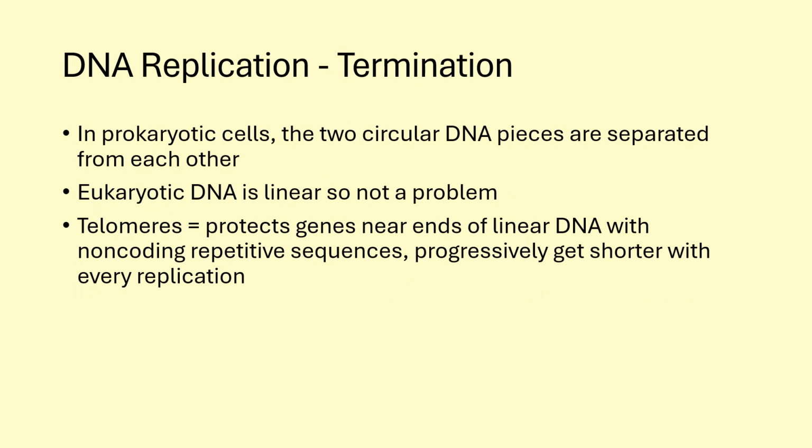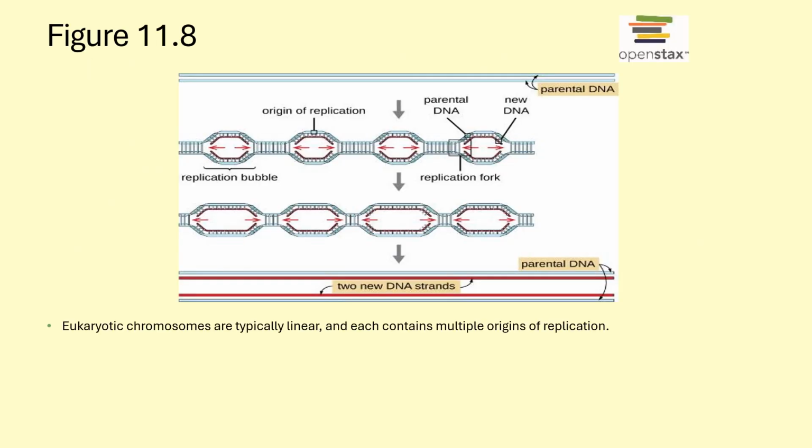And then termination in prokaryotic cells is when you end up with the two circular DNA pieces separated from each other. Eukaryotic DNA is linear, and so it just goes to the end and it's done. Telomeres protect the genes near the ends of linear DNA. There's going to be a repetitive non-coding section, and so each time it gets replicated, a little piece of that non-coding section is not going to be coded. Basically, it gets progressively a little bit shorter every time it replicates. So this is showing with eukaryotes, you number one have multiple sites of origin, and so you start in one place, and this is just going to continue until they meet each other.